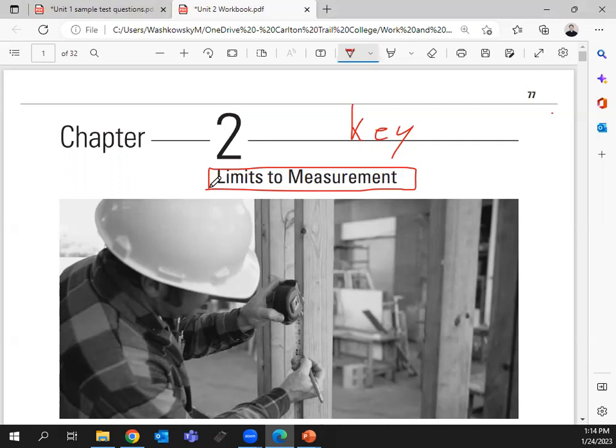Let's say you're doing a board or something like that, you go to put it down and there's just a hair of space. That has to do with something called precision and accuracy. So we're going to be learning all about that.